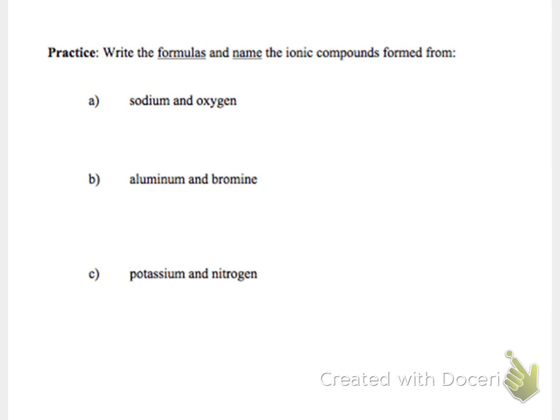So for practice, the atoms that are given, figure out what ions they're going to make, put their formulas together, and then name them. Go ahead and stop the podcast, try these out, and then turn it back on to check your answers.